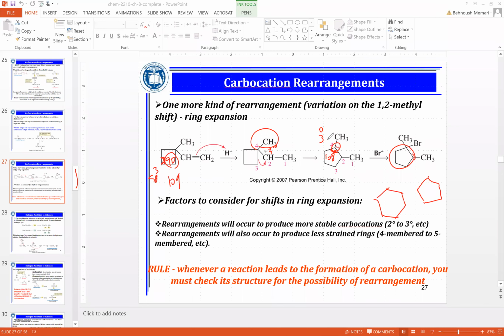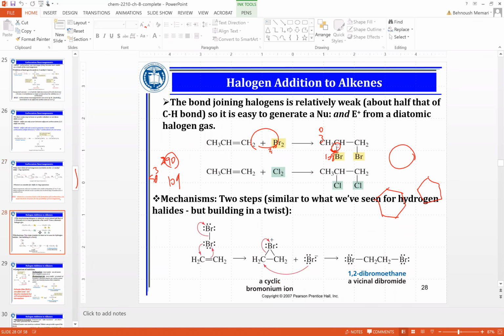And so every time you do have formation of a carbocation, you look for the possibility for rearrangement.